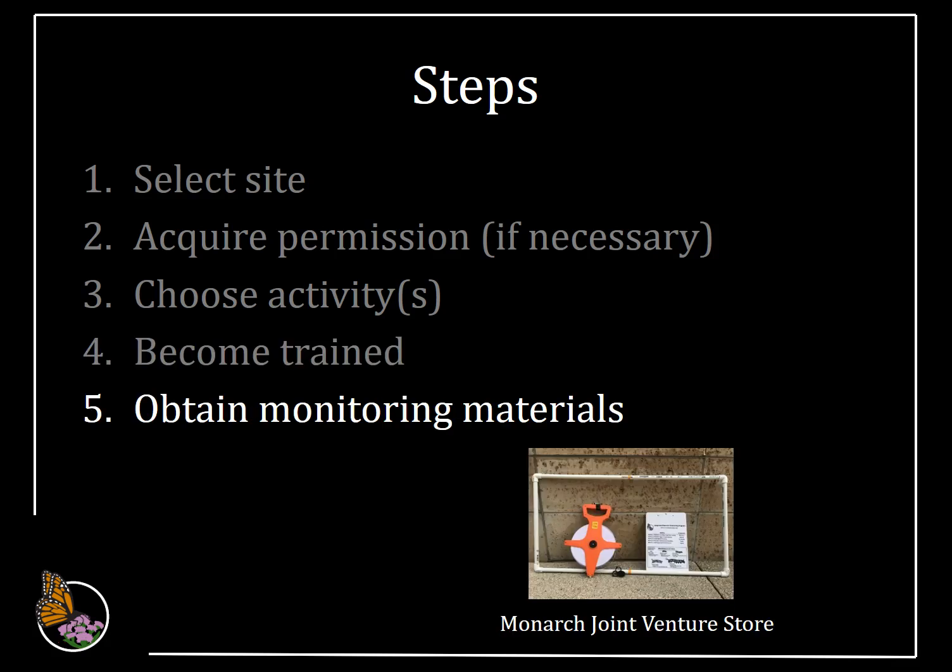Next, you'll need to obtain the necessary materials for monitoring your site. The materials needed will depend on the activities that you decide to perform. You may purchase your own materials, or you may purchase a monitoring kit available through the Monarch Joint Venture store. The kits include a PVC sampling frame used in Activity 1, a 100-meter measuring tape, a hand lens, and an IMMP clipboard. The materials you need for each activity are written in each activity's section of the guidebook.